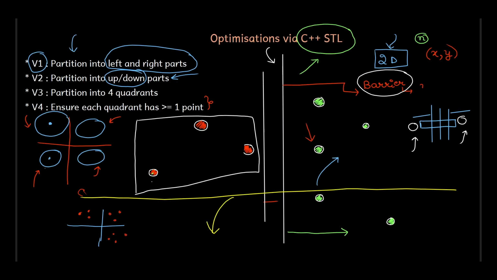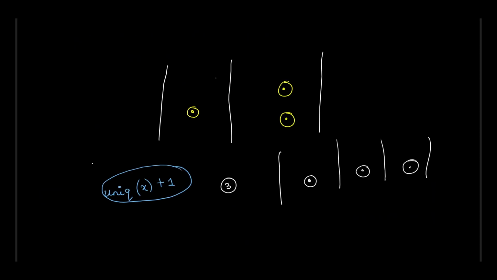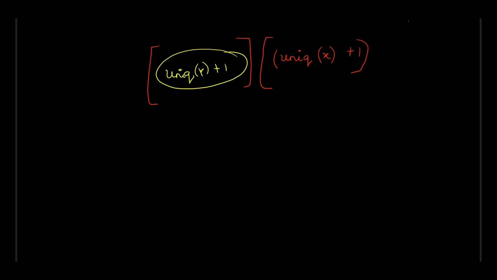Now let's talk about the last and the hard version of this problem, where you want to place the horizontal and vertical barrier, but you also have to ensure that each quadrant that you are creating contains at least one point. Now, why will this current strategy of (unique x plus 1) times (unique y plus 1) not work? Let's look at a counterexample. Suppose this is the vertical barrier that you have placed.